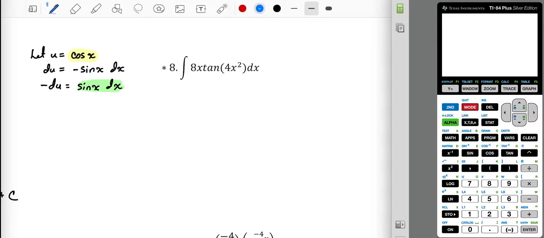So here I would let u be equal to 4x squared, because I see very quickly that the derivative of 4x squared is 8x, and that would help us cancel that out. So du is going to be 8x dx. So that's good news. So we're just looking at a nice clean antiderivative of tangent u du. The issue here is if you don't know the antiderivative of tangent u, then you're in a jam.